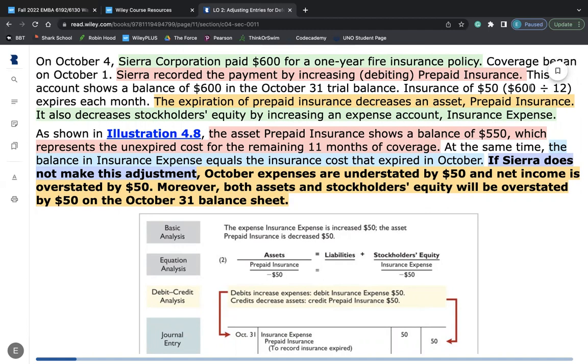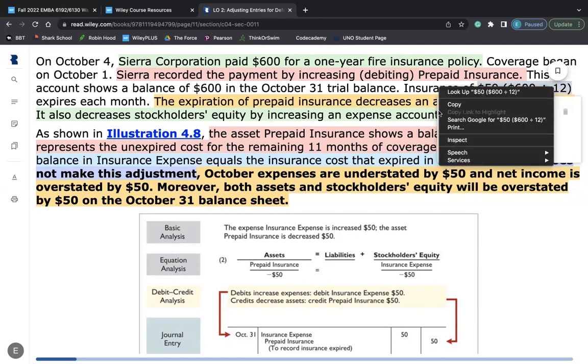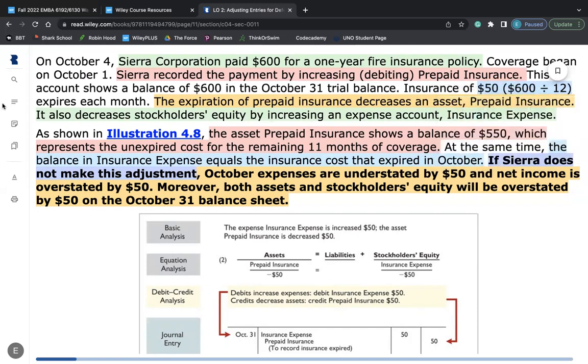Insurance of $50, or $600 divided by the year. The cost is $50, so it's $600 divided by 12. That expires each month. The expiration of prepaid insurance decreases an asset, which is prepaid insurance. It also decreases stockholders' equity by increasing an expense account, insurance expense.